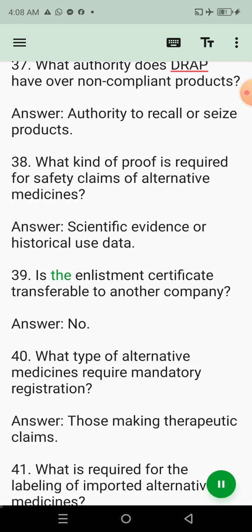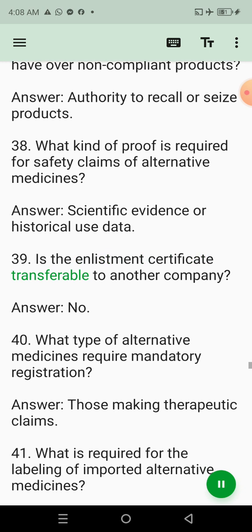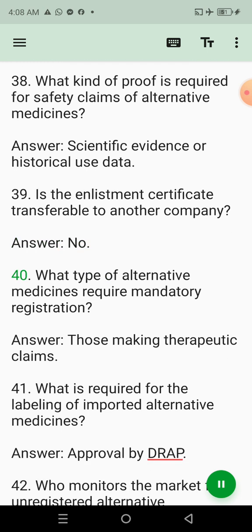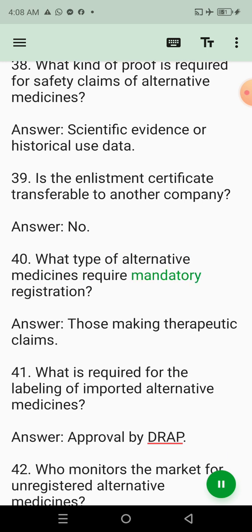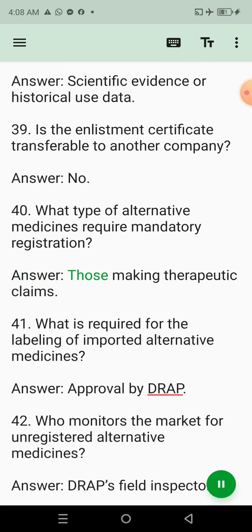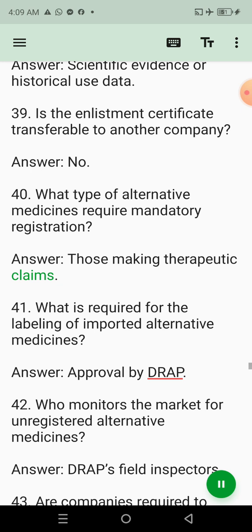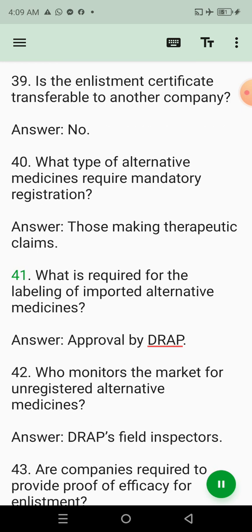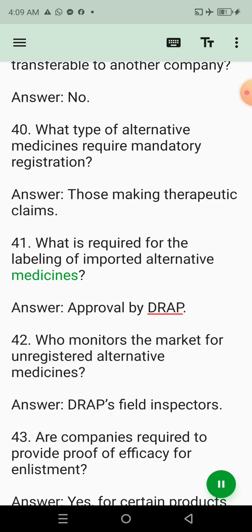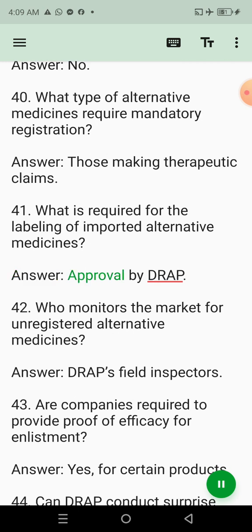39. Is the enlistment certificate transferable to another company? Answer: No. 40. What type of alternative medicines require mandatory registration? Answer: Those making therapeutic claims. 41. What is required for the labeling of imported alternative medicines? Answer: Approval by DRAP.